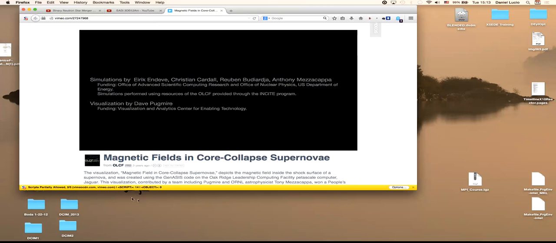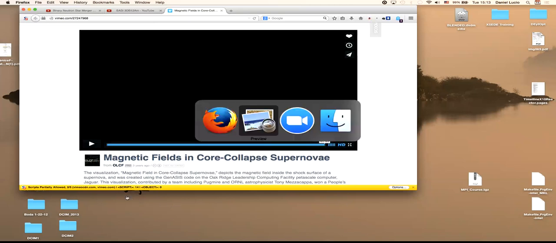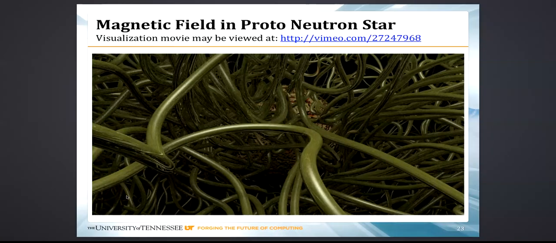What do the flux lines tell you? That it's a pretty complicated structure of magnetic field inside the supernova environment.